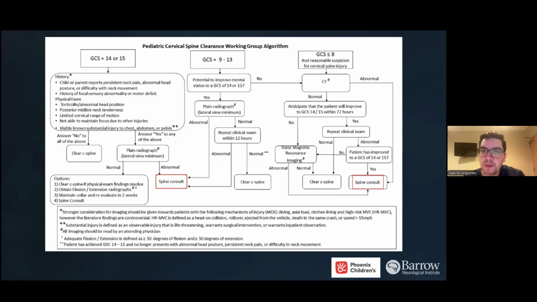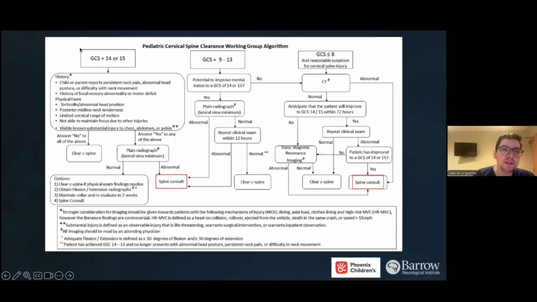So again, in the comatose patient, even if the CT is normal, you gauge whether their clinical exam is going to get better within a few days. If it is, then you just repeat the exam, and if they got better, you can try to clear the collar. If it's not, you get an MRI, which I think has been our practice here. The MRI will give us a much better view of those ligaments, and we can then think about their structural contributions and what we need to do.